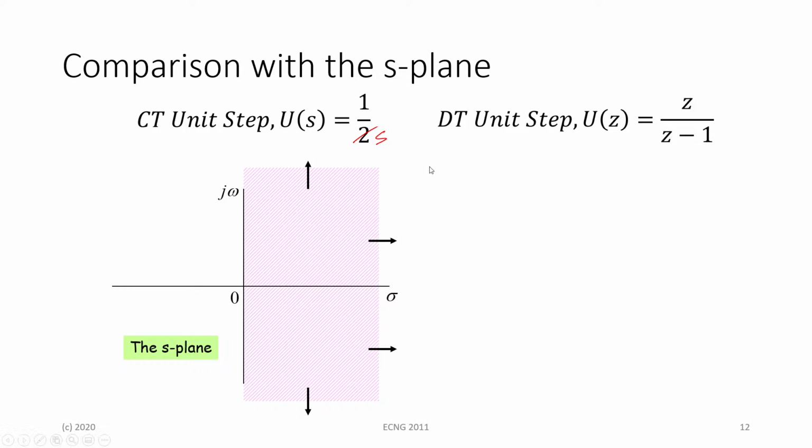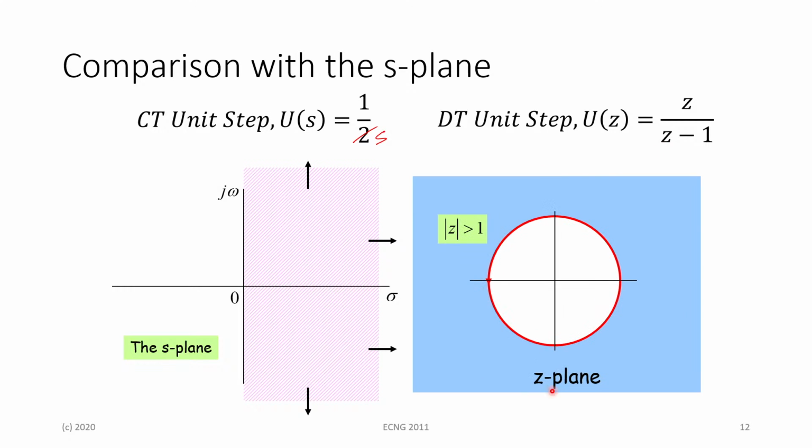So, for the continuous time unit step, when we're determining the region of convergence, that means everything on the right hand side of the S-plane will be our region of convergence. But for a discretized time unit step, because we're dealing with polar coordinates, we shade everything outside the unit circle instead.